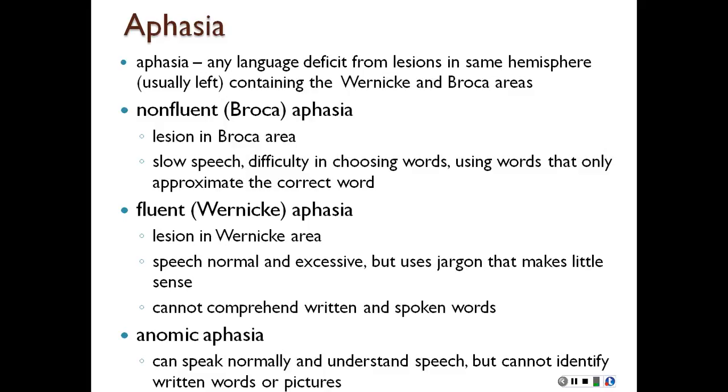Whereas if Wernicke's area is affected, a lesion there will allow the speech to be normal but excessive. Instead of saying sentences that make sense, it's just a bunch of words flying out rapidly. So the muscles are getting signals, but not the right signals. They have a difficult time speaking correctly and choosing the correct words. And then there's something called anomic aphasia, in which the individual can speak normally and understand speech, but cannot identify written words or pictures.